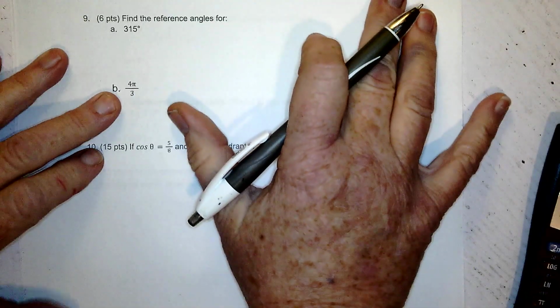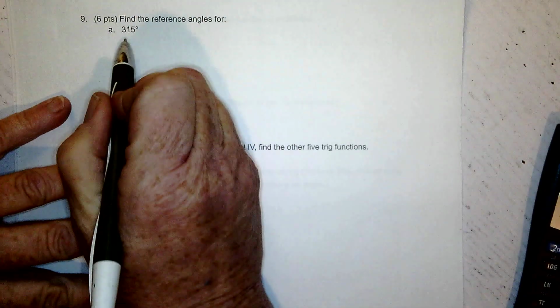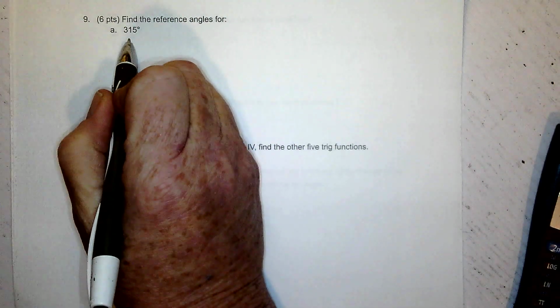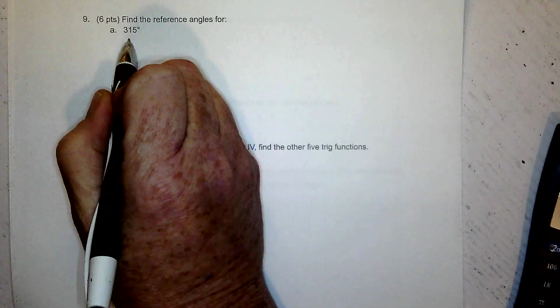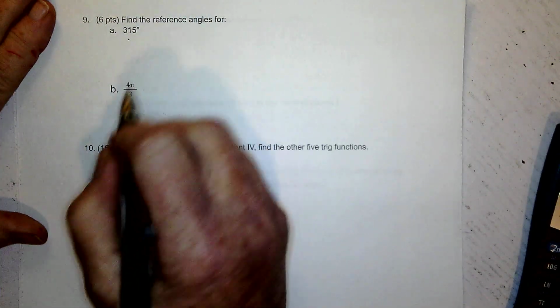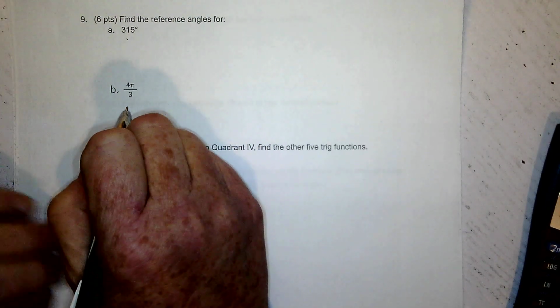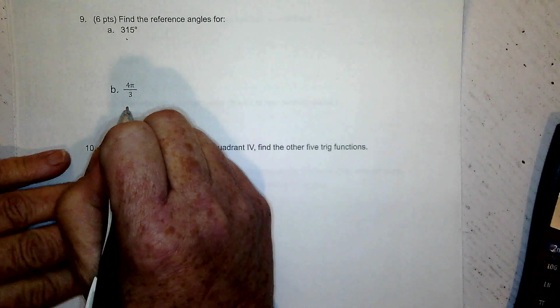Find the reference angles. If you are given an angle in degrees, your reference angle needs to be in degrees. If you're given an angle in radians, your reference angle needs to be in radians. It's that simple. I've said this before.